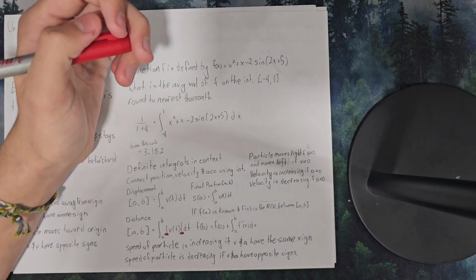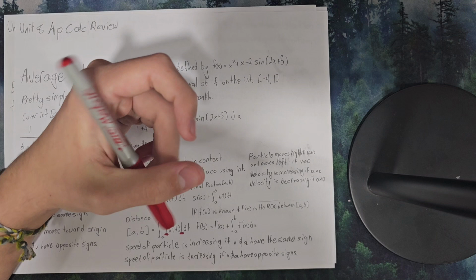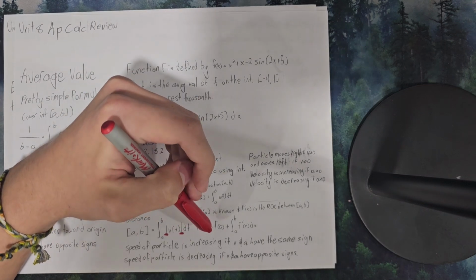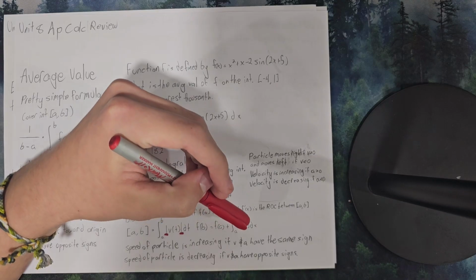If f of a is known and f prime of x is the rate of change between a and b, you can use this to find f of b, which is f of a plus the integral from a to b of f prime of x dx.